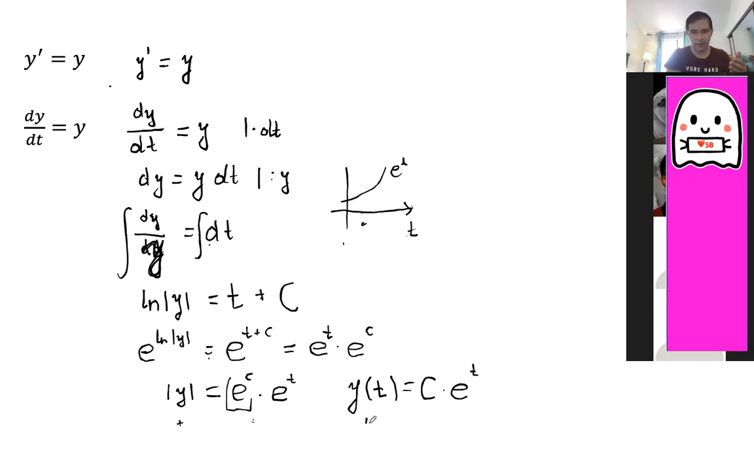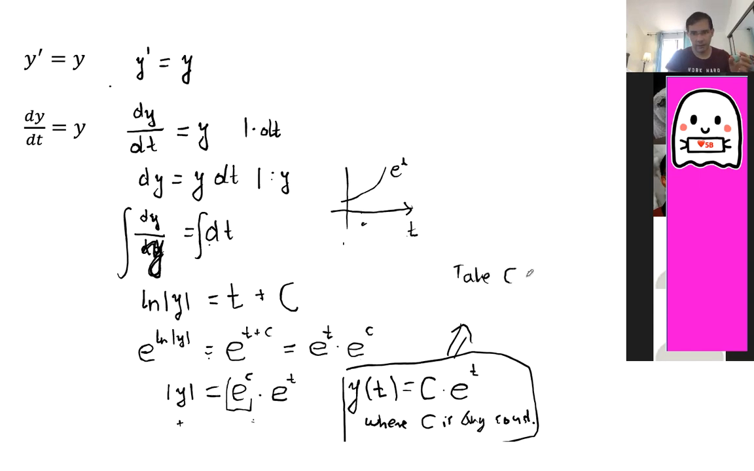Where c is just any number, any constant. And this is the general solution of this differential equation. And notice, if you take this constant c to be 0, then what function are we going to get? y of t equals the constant function 0, because if c is 0, then this is 0. And constant function 0 is also a solution to this differential equation.